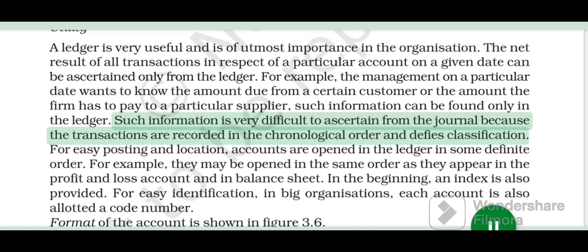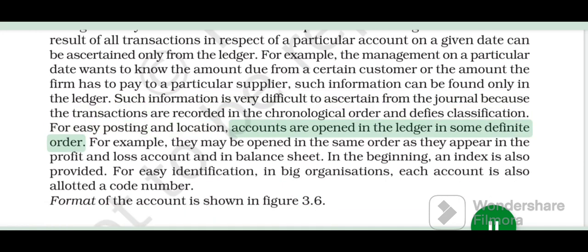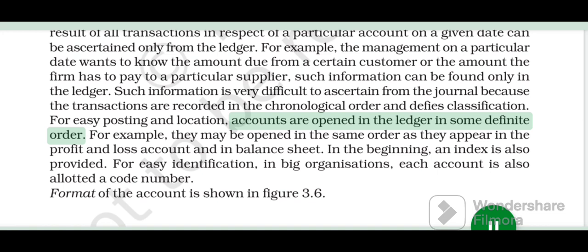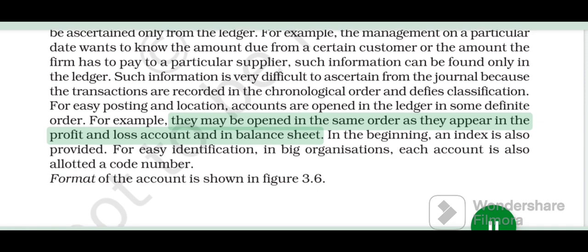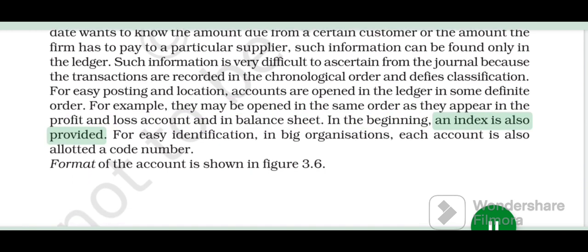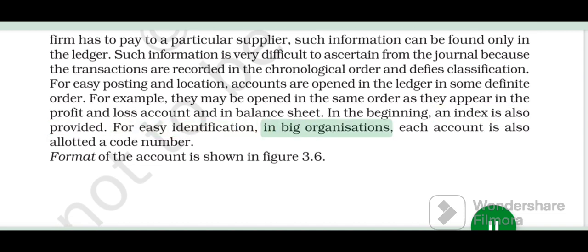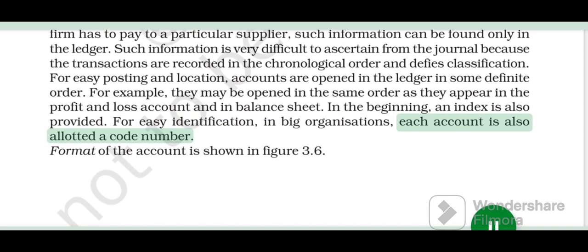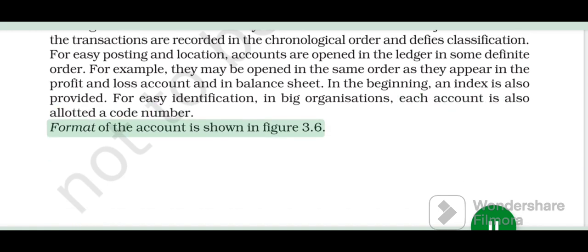For easy posting and location, accounts are opened in the ledger in some definite order. For example, they may be opened in the same order as they appear in the profit and loss account and in the balance sheet. In the beginning, an index is also provided. For easy identification, in big organizations, each account is also allotted a code number. Format of the account is shown in figure 3.6.